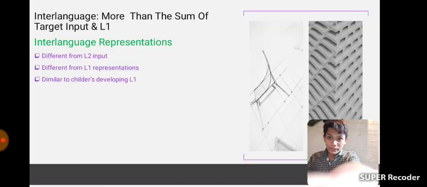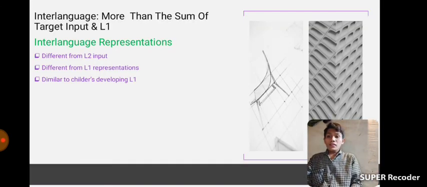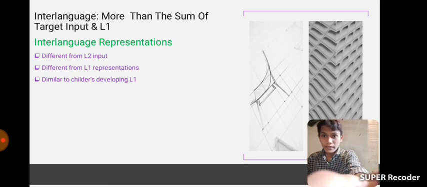Next, interlanguage. In SLA, it is not talking about the background, but also it's all about interlanguage, more than the sum of target input and L1. Interlanguage representations: first is different from L2 input. The second is different from L1 representations. The third is similar to children's developing L1. Okay, move to the next.